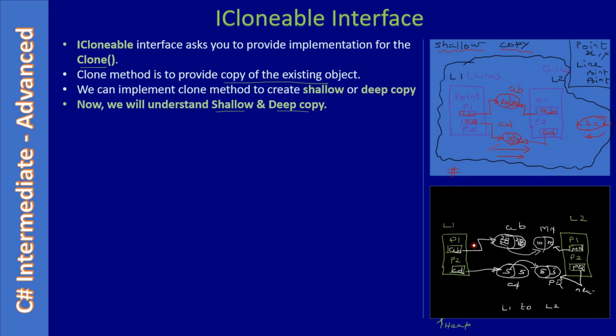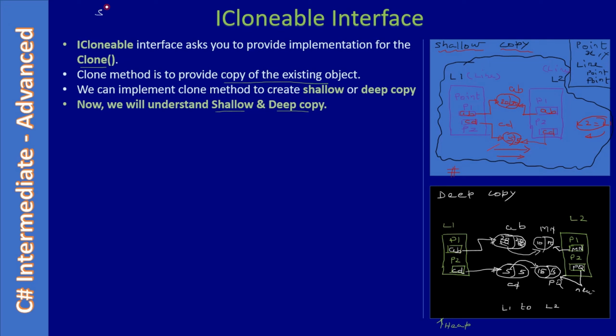So if you change here, that reflects on L1 only. Similarly in L2, if I change a point to 5 to 15, then it reflects only on L2, not on L1. So this is what is called deep copy. So why are we talking about shallow copy and deep copy? Because here we are learning about the ICloneable interface. Cloneable means we have to create a copy of the instance and give it to the user.